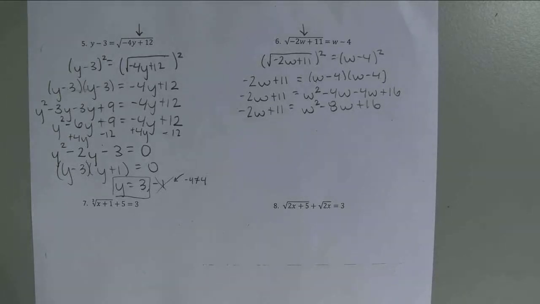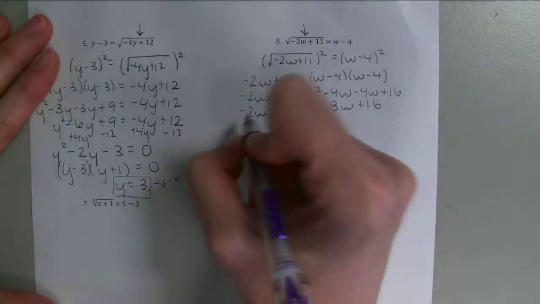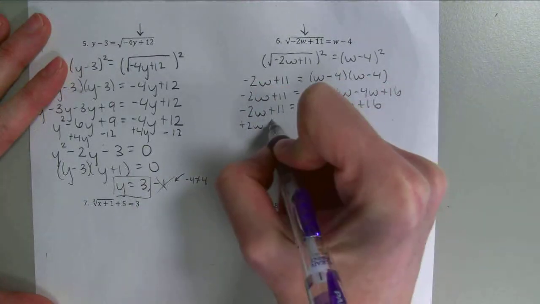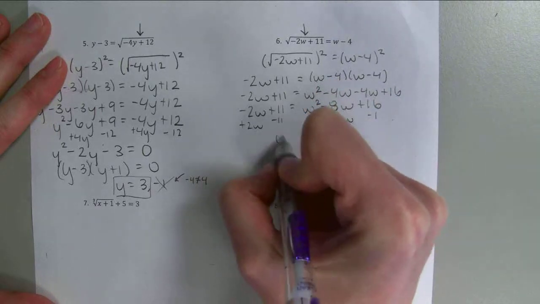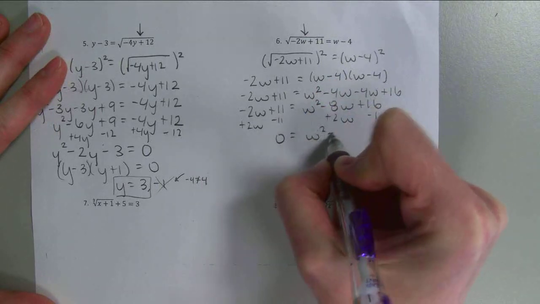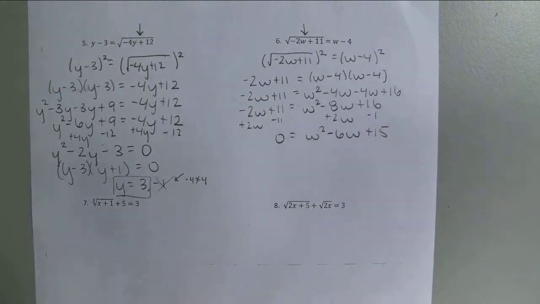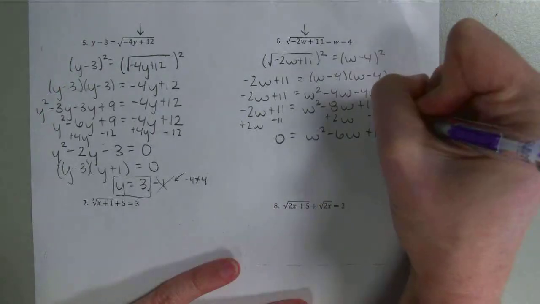Alright, so what I'm going to do, guys, is I want to move everything to the right with my w squared, because I want to have it equal to 0 so I can use the AC method. So my 2 is negative, so I'm going to add 2w. And my 11 is positive, so I'm going to subtract it. So I have 0 equals w squared minus 6w plus 15. Does that look right? Oh, no, minus 11. So plus 5.